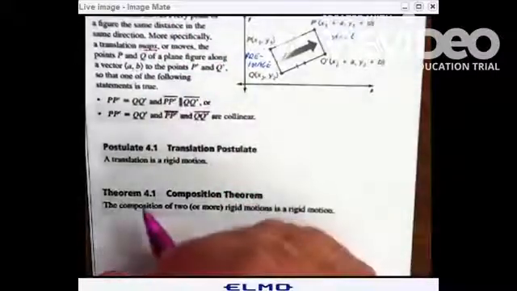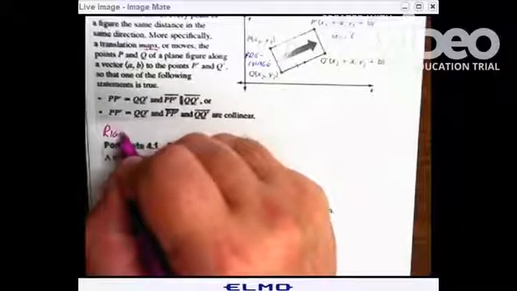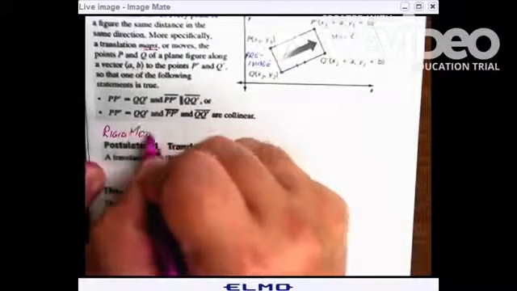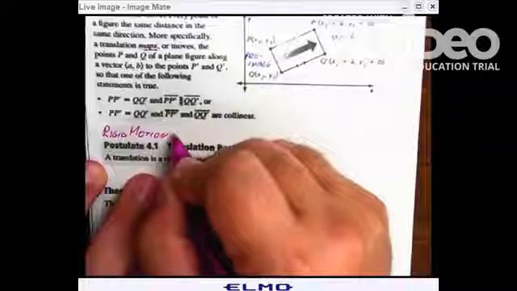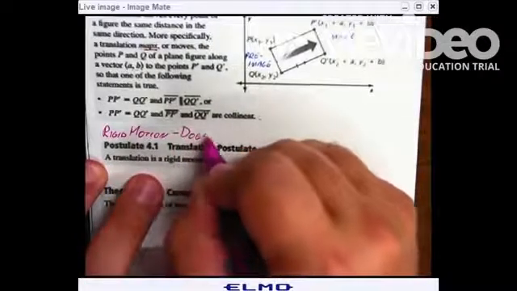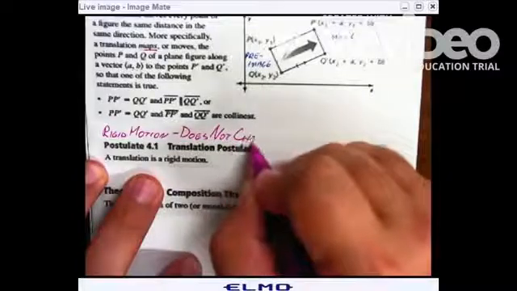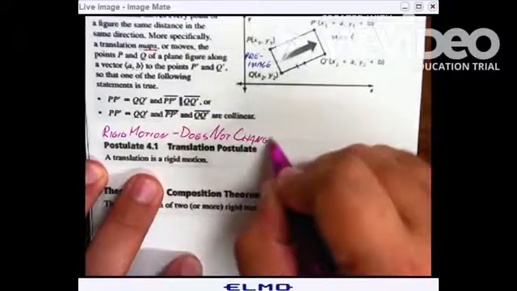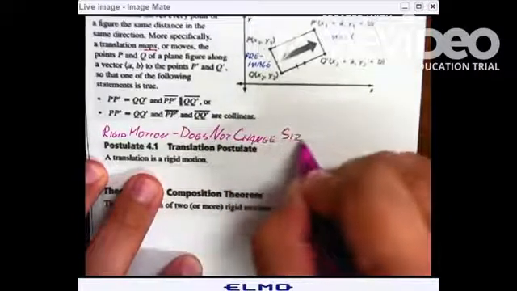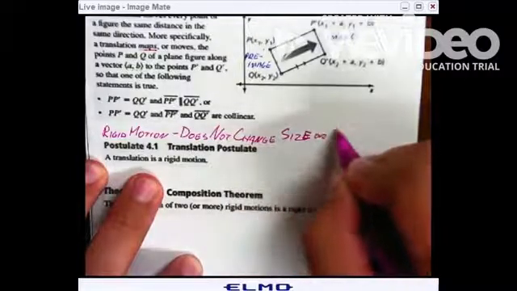All right. So I'm going to write this definition right here. Rigid motion. What that means is it does not change size or shape.